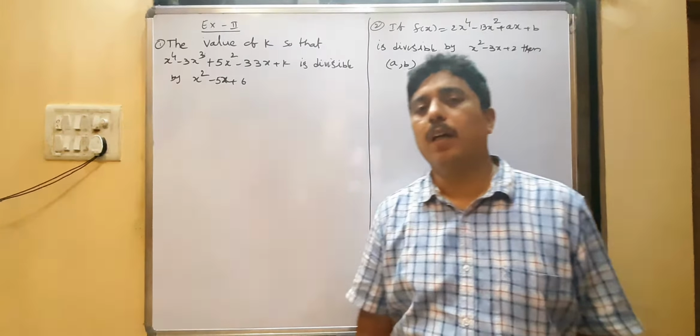So using 1 you have to do the synthetic division. X power 4 coefficient 1, x cube coefficient minus 1. But in the given equation, x square is absent, so corresponding place put 0.